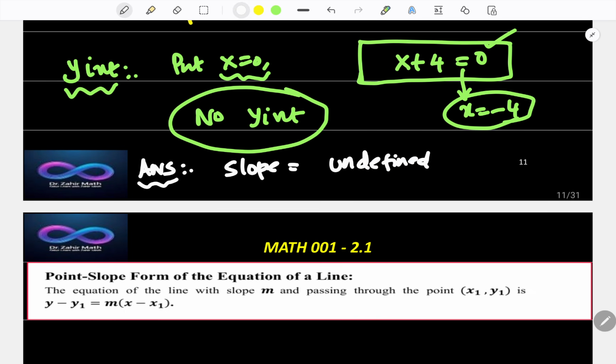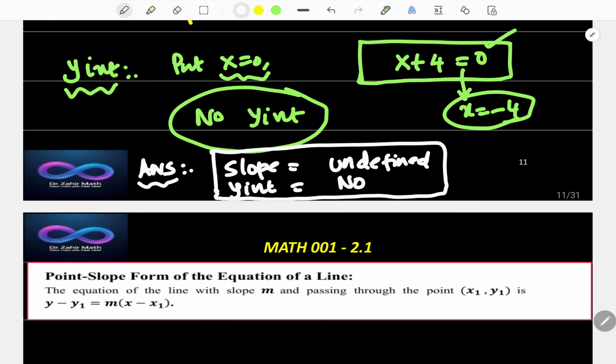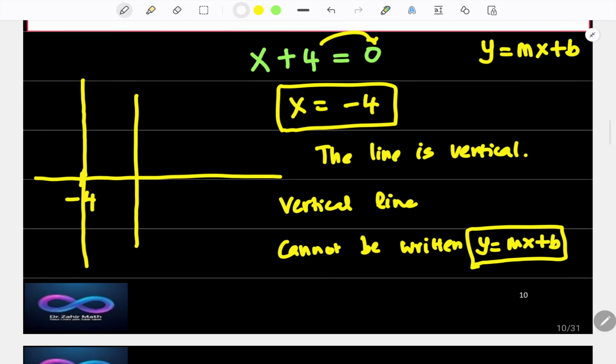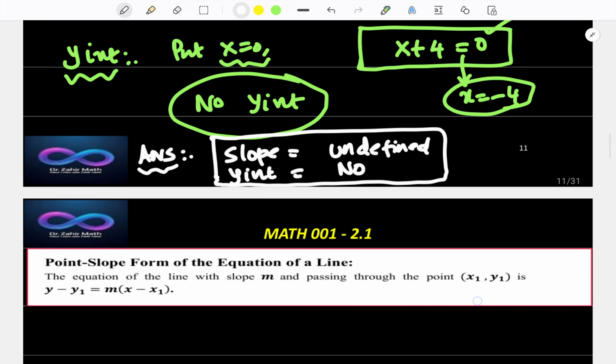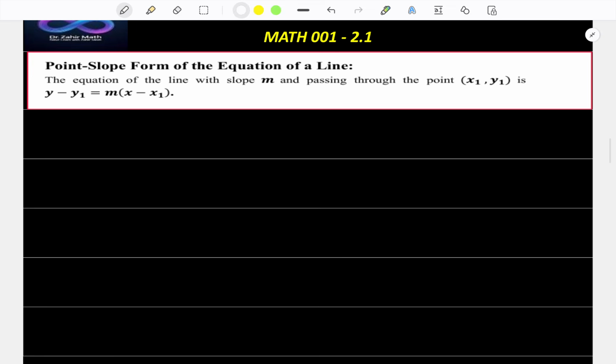What about y-intercept, teacher? There is no y-intercept. That's it. This is what you have to write. Do I need to write all these stories, teacher? No. Just to understand the concept, I was explaining this idea. But no need. You can write just the last line. Slope is equal to undefined. And y-intercept is equal to not possible, or you can write no. Let's go to the next one.